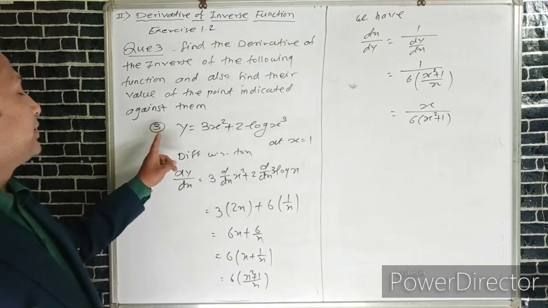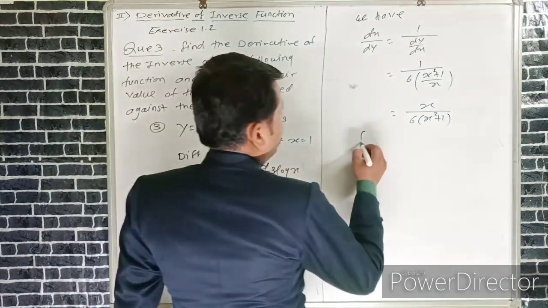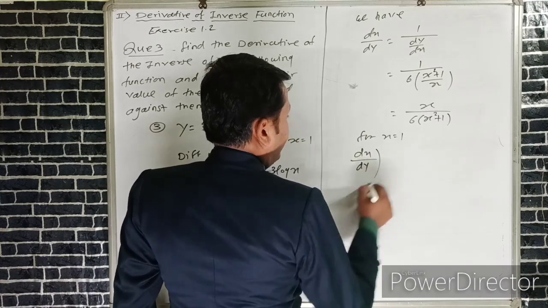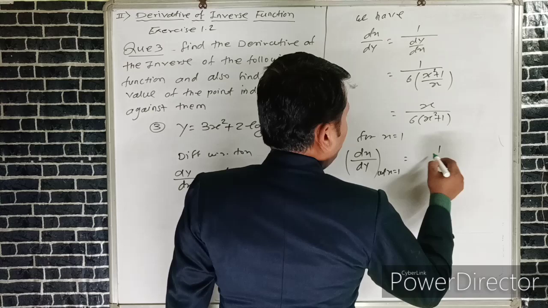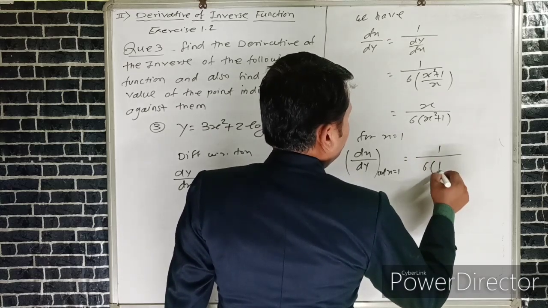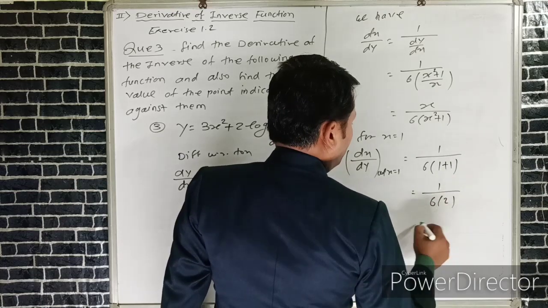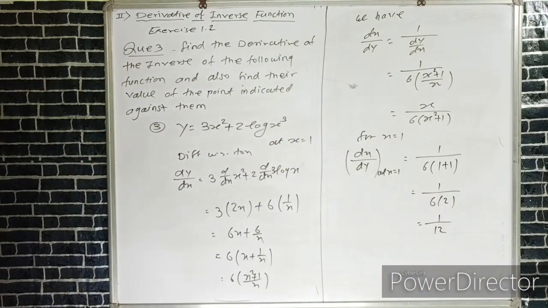But we have to find the derivative of x with respect to y at x = 1. Hence, for x = 1, we can write dx/dy at x = 1 as 1/(6(1^2 + 1)). 1 upon 6 into (1 + 1), 2, is 1/12, which is the required value at the indicated point x = 1.